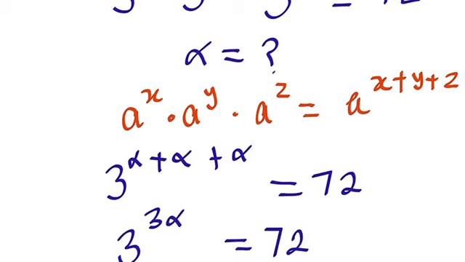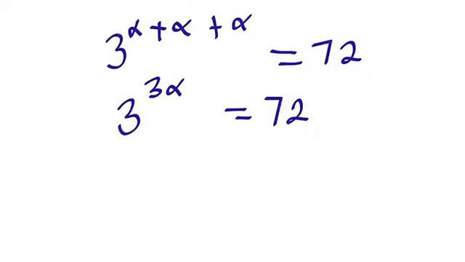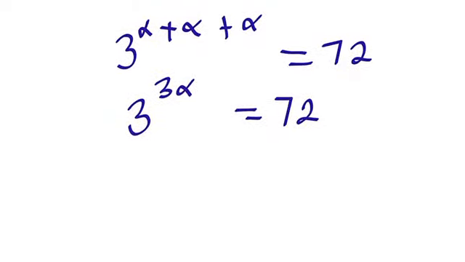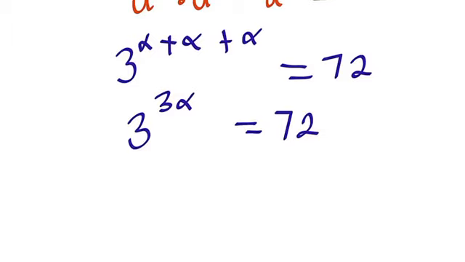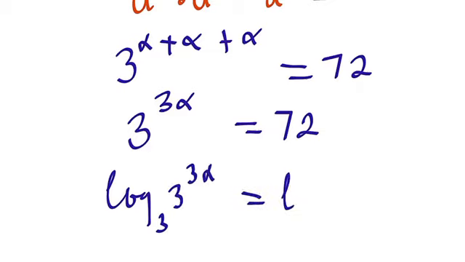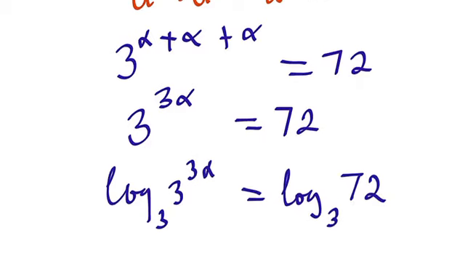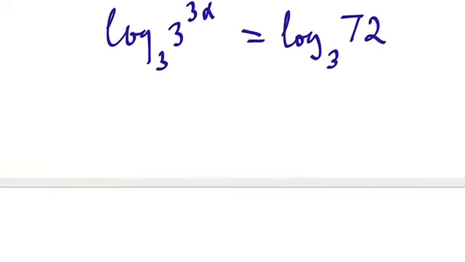Then equals what? Equals 72. All right, so the next thing we are going to do here is that I'm going to introduce logarithm to both sides of the equation, and that's going to be logarithm with respect to base 3. So we have 3 alpha equals log base 3 of 72.